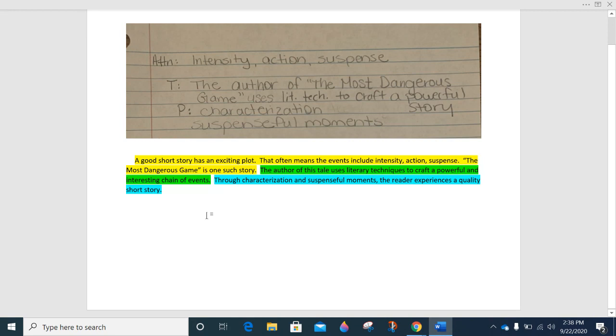It doesn't sound like a list. It sounds like a well-written series of sentences, but it's very short. There's no evidence. There's no elaboration. It's simply giving them an introduction to the great ideas that are going to come in the body of the essay.